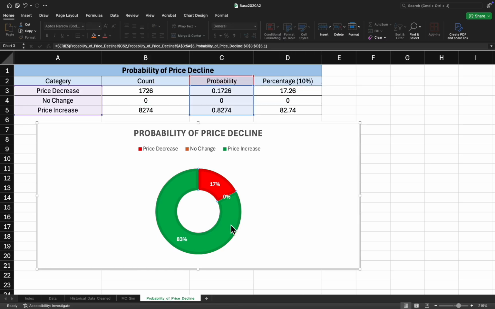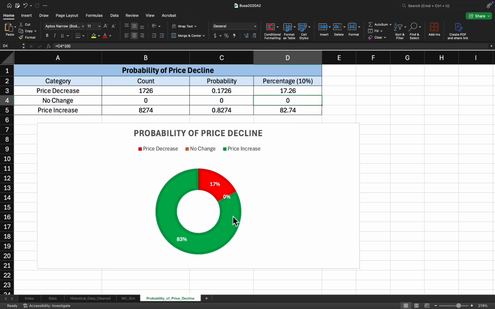We select the category and the probability column counted in percentage to make the donut chart. Looking at it, we can say green indicates the likelihood that prices will increase, while red indicates the probability that they will decrease. This is much more useful than a simple prediction because it shows you all the possible risks, not just one misleading guess.